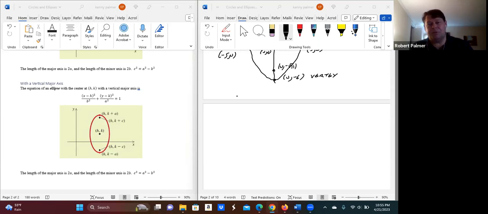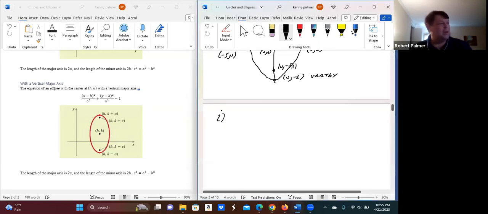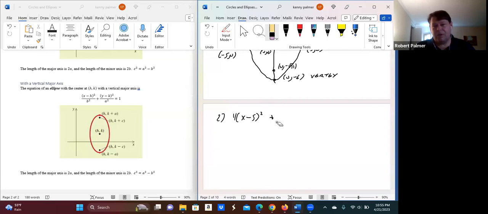Okay, look at this one, number 2. So let's say we have 4 times (x minus 5) squared plus 3 times (y minus 4) squared is equal to 48. Okay.